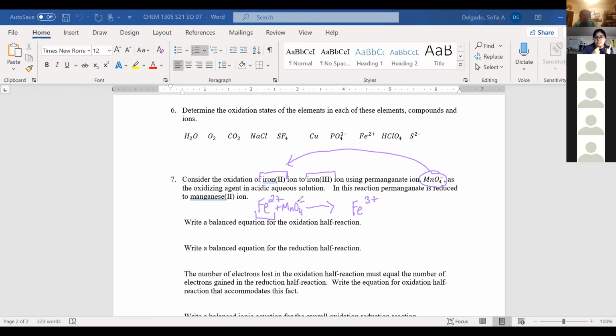Can a positive charge ion and a negative charge ion bond together? Yes. Yeah, right, because they attract each other. So then now we can do the crisscross method, right? So then this compound would be iron permanganate with a 2 subscript, right?